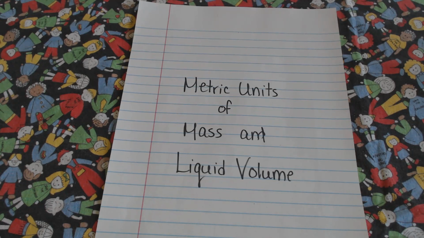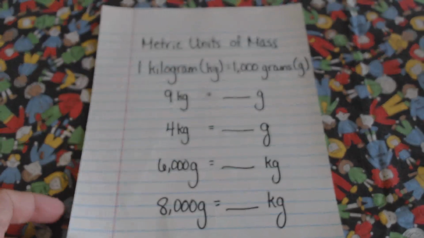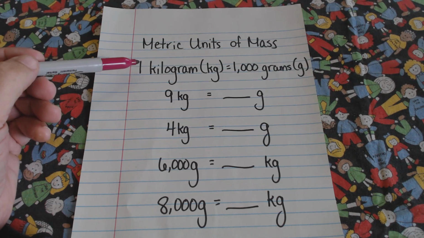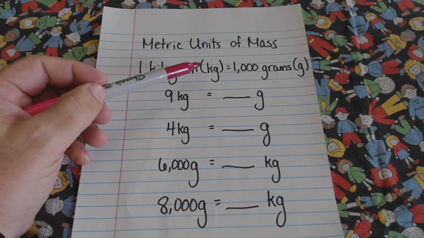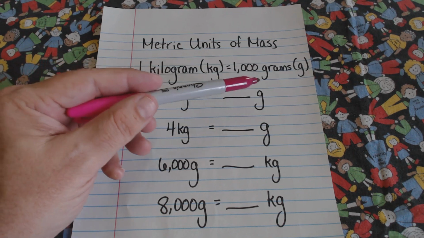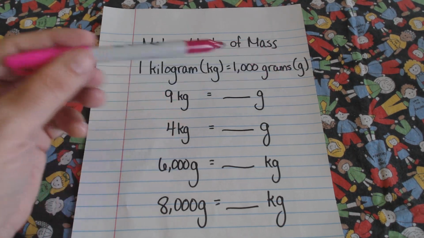Metric units of mass and liquid volume. We have a few more things to add to our notebooks so we can have a reference to them. The first one we're going to be working with are our metric units of mass. And we want to have in our notebooks 1 kilogram, abbreviated kg, is equal to 1,000 grams, abbreviated g.